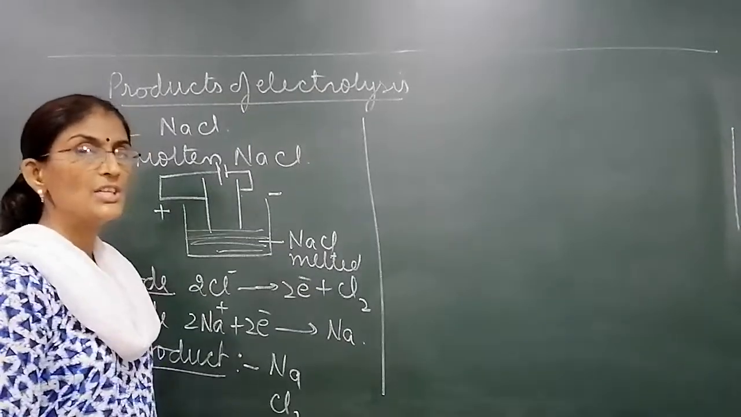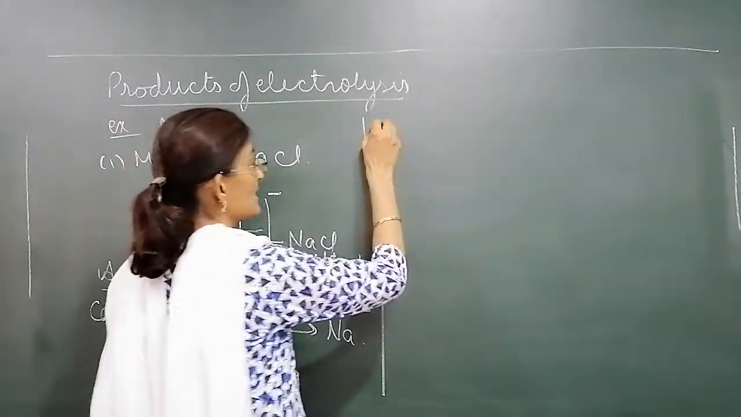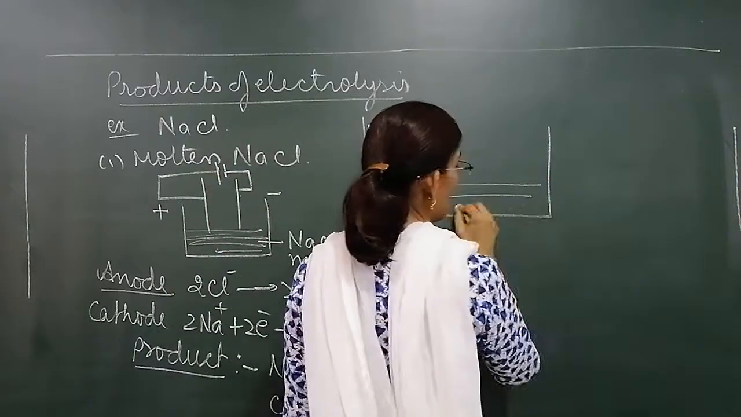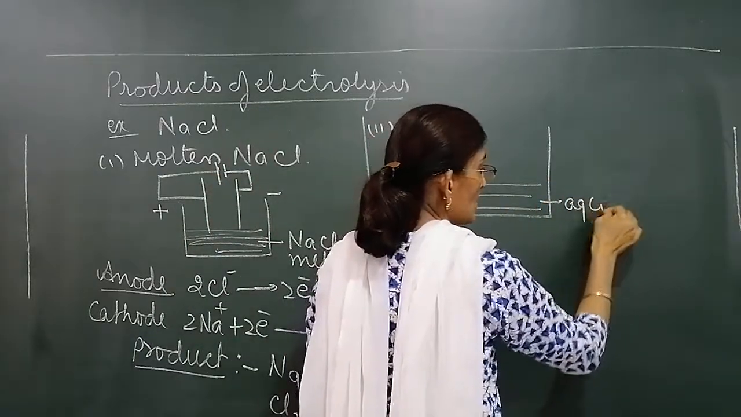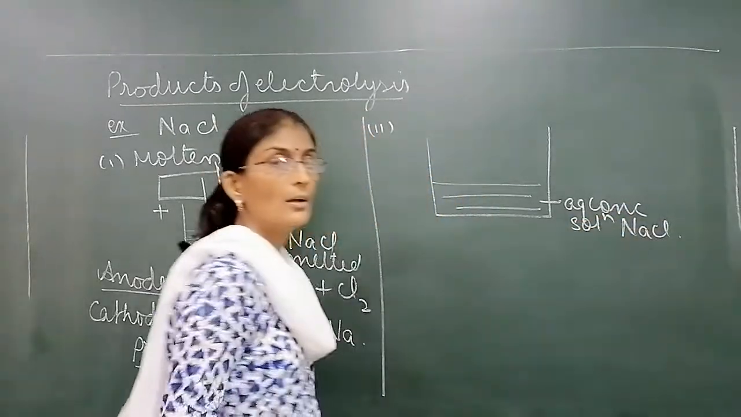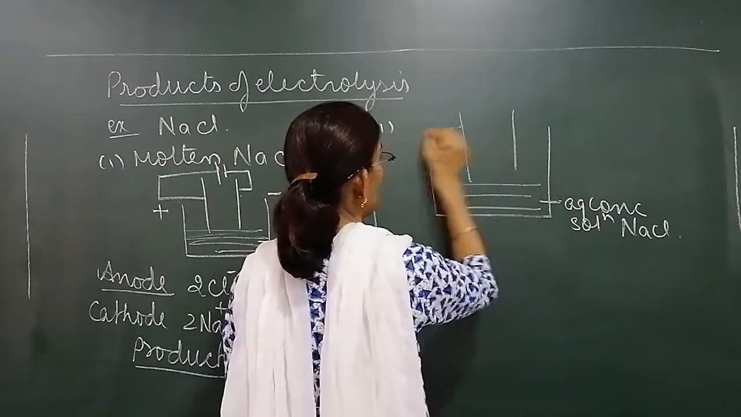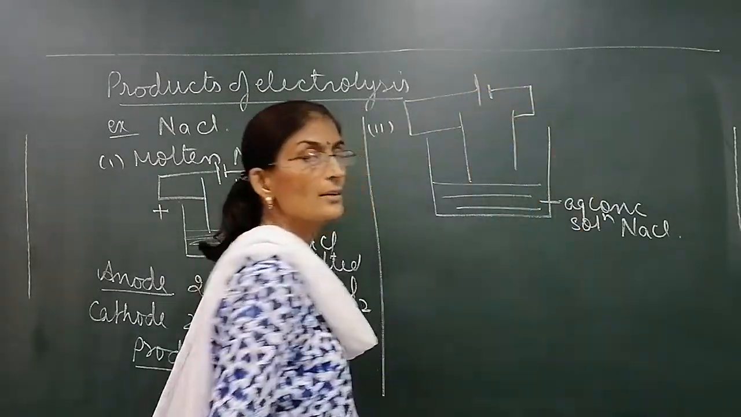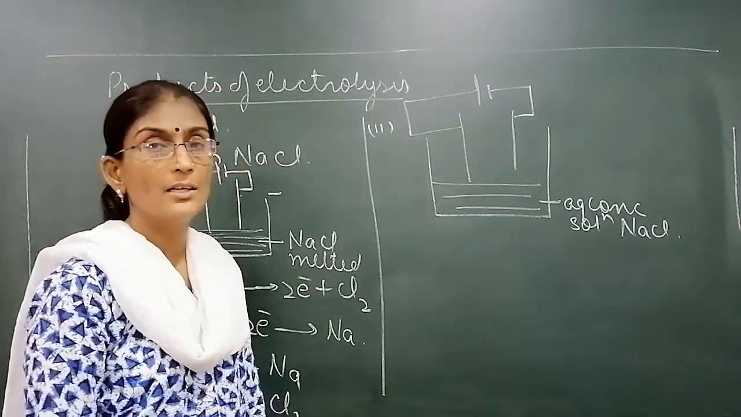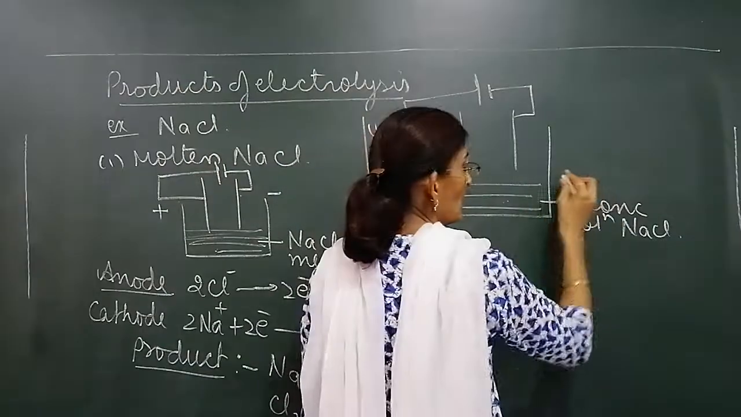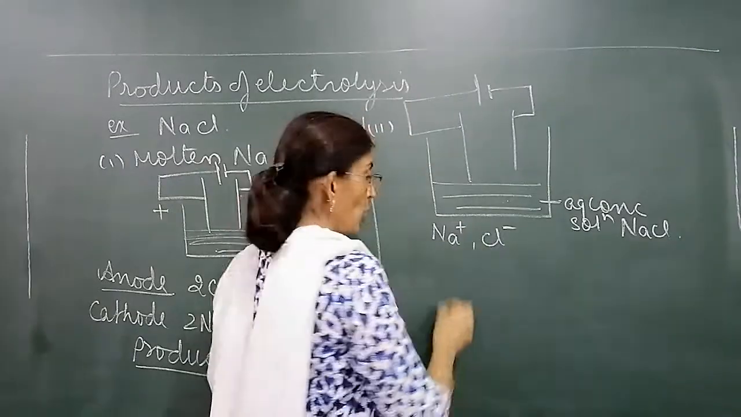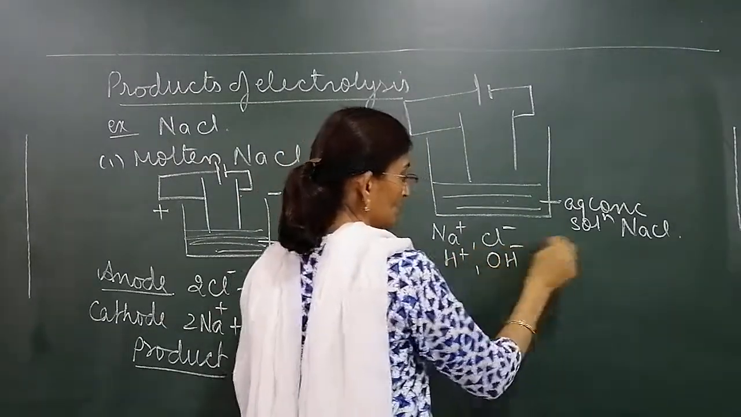Now what we are doing, we are just changing the concentration of the solution. So in second case, if we use aqueous solution of NaCl, aqueous concentrated solution of NaCl. Same electrode, inert electrode dipped in it. It is connected through DC current. Now if we take aqueous concentrated solution of NaCl, we have 4 ions in the beaker. Sodium ion, chloride ion. As we added water, it has H plus and OH minus ion also.